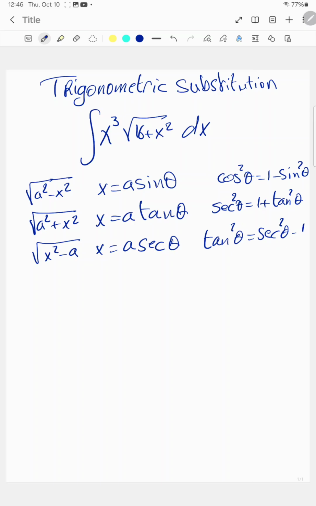This is like a reminder. In the problem that we will solve, I have 16 plus x squared, so it looks like I'm going to be using this formula here. I know it's a squared plus x squared, but 16 is 4 squared, so I can use it. So let's start.